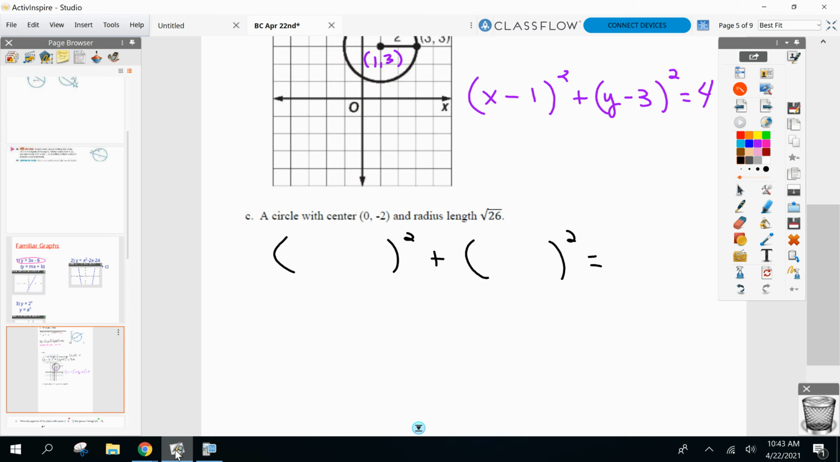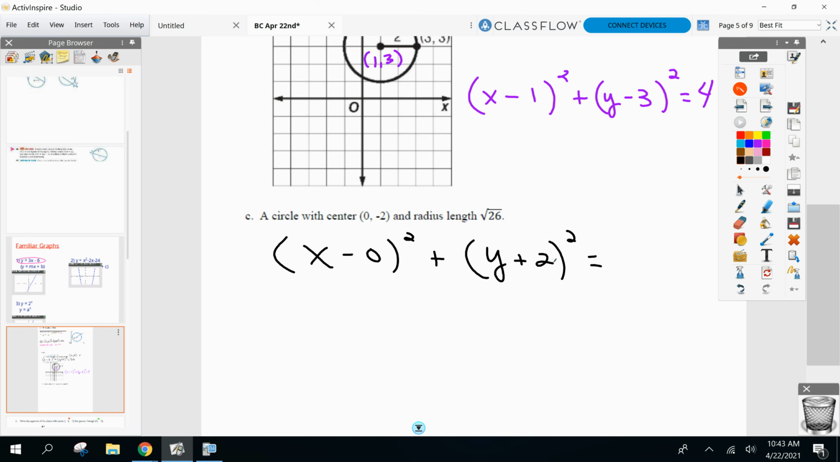What do you got in that first set of parentheses? I got x minus 0 squared. Got it. Second set. Plus y plus 2 squared. Good. Minus 2 becomes plus 2. Now, Ryan, if the radius length is square root of 26 and I got to put in the radius length squared, what number do you think I'm going to put there?